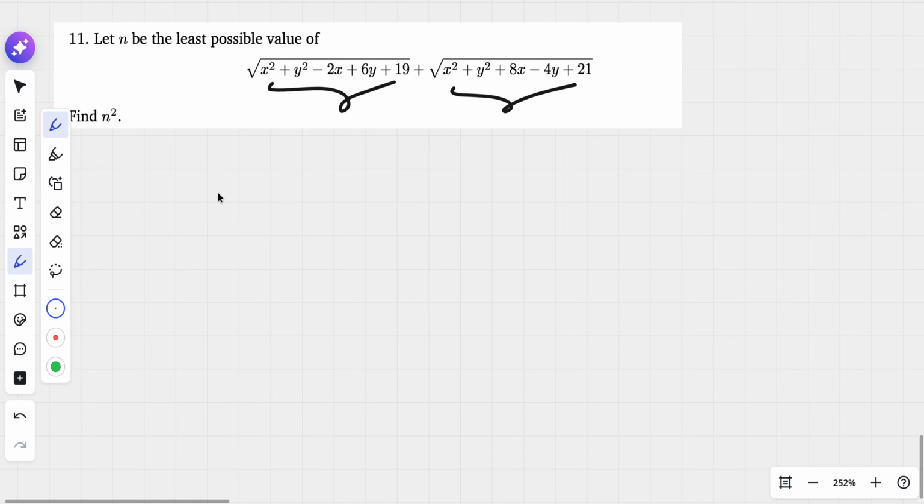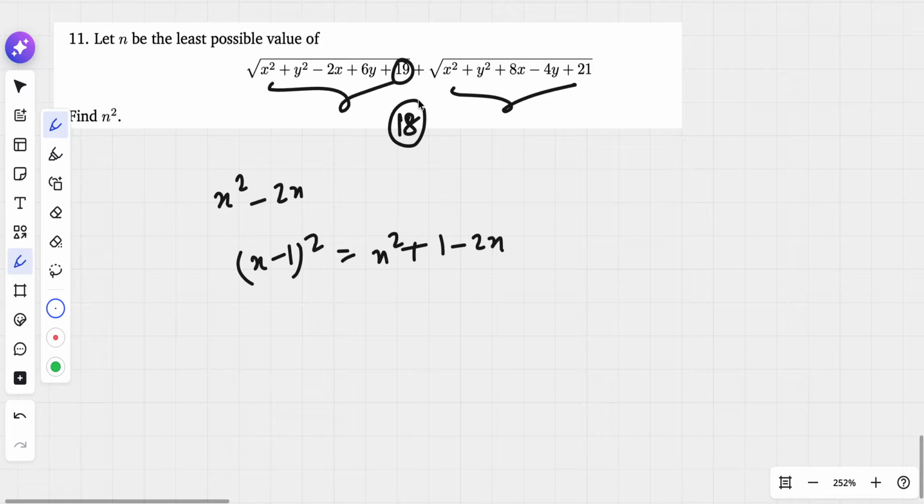So x square minus 2x. So this seems like x minus 1 whole square, which is x square plus 1 minus 2x. Okay, so we already borrowed 1 from here, right? So we are left with 18. Okay, and we have y square plus 6y plus 18. So this becomes y plus what? Y plus 9? No.